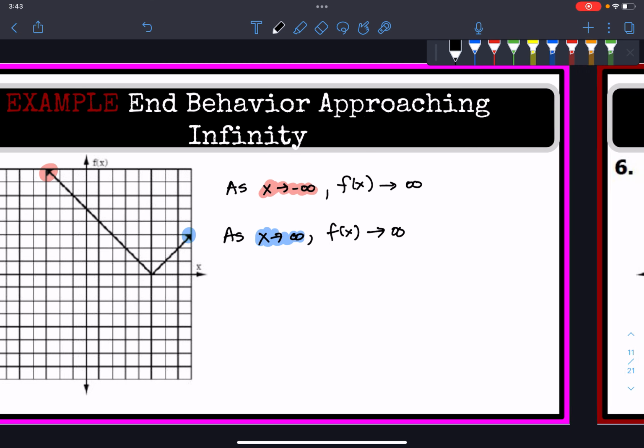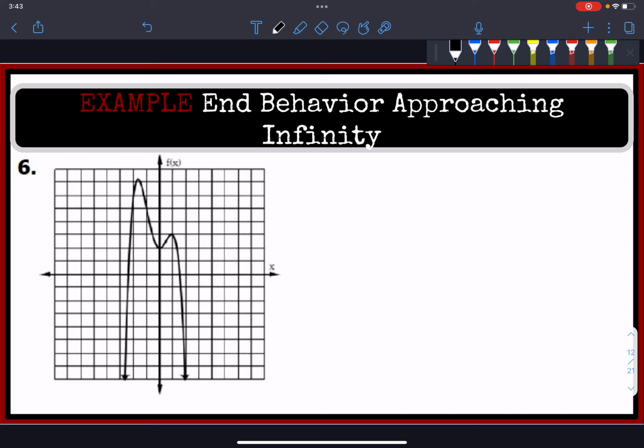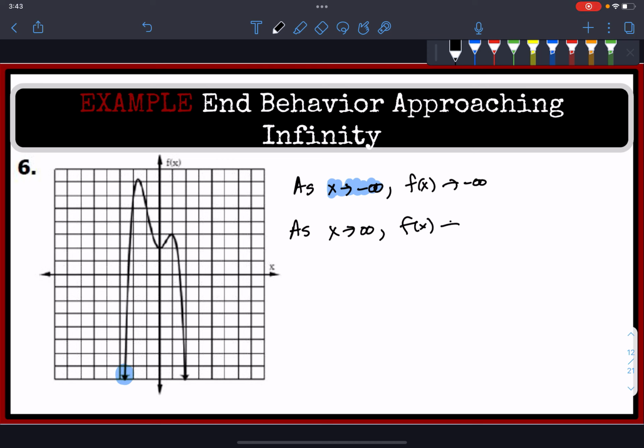Let's look at a second example. Here, as x approaches negative infinity, that means that we're interested in the left end, so that's this end. Notice that the graph is pointing downwards, so the function approaches negative infinity. And as x approaches positive infinity, f of x is also approaching downwards, so it's also approaching negative infinity. So there are the two directions, and the graph is behaving the same way on the left end, which is highlighted in blue, and the right end, which is highlighted in red.